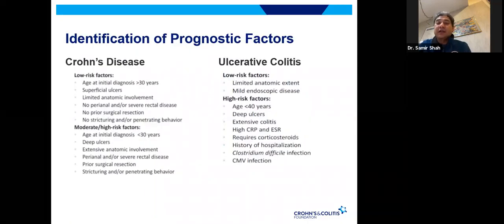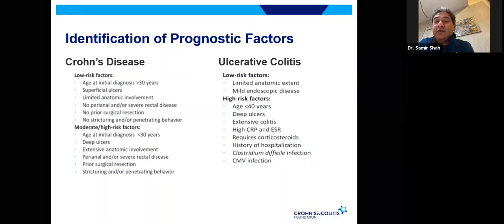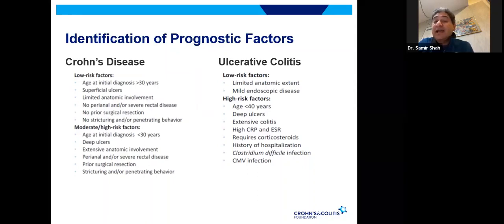So in terms of clinical prognostic factors, if we look at Crohn's disease, we know a younger age of diagnosis, if we see deep ulcers when we do a colonoscopy, if there's extensive involvement, not just a small amount of intestine, but a large amount of intestine, if there's severe rectal or perianal disease, if they've had a surgery already or several surgeries, and if they've had stricture and penetrating behavior, those are all risk factors for more aggressive disease, and also use of steroids early on.